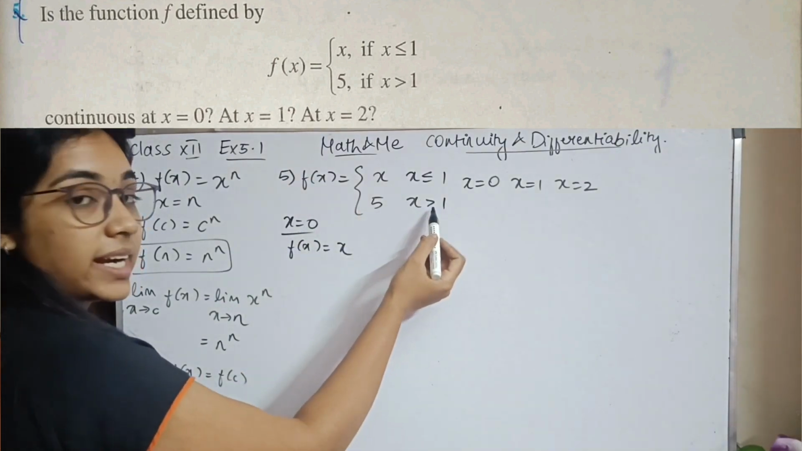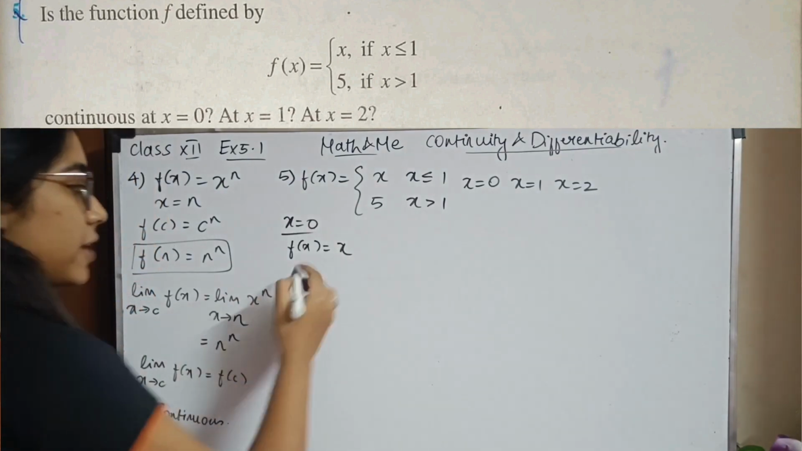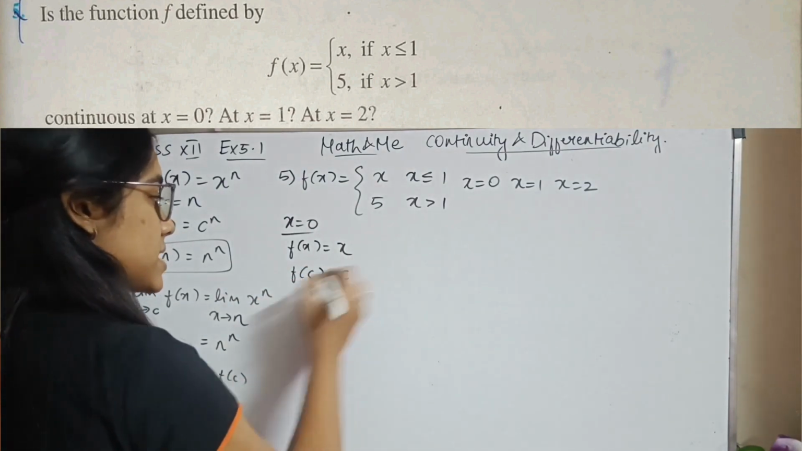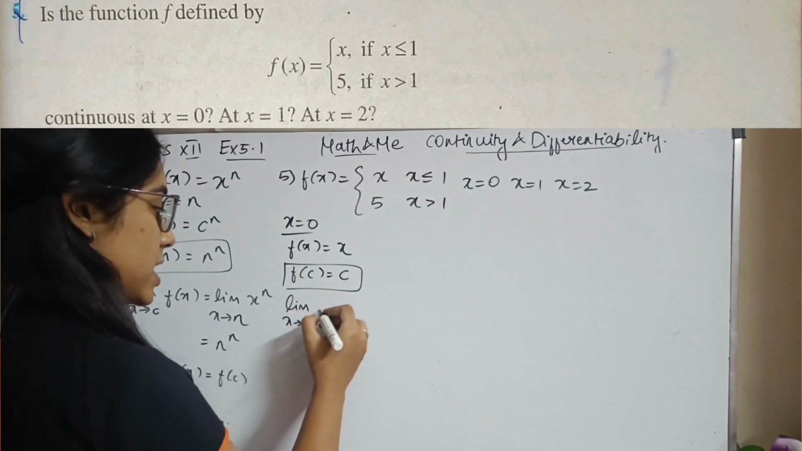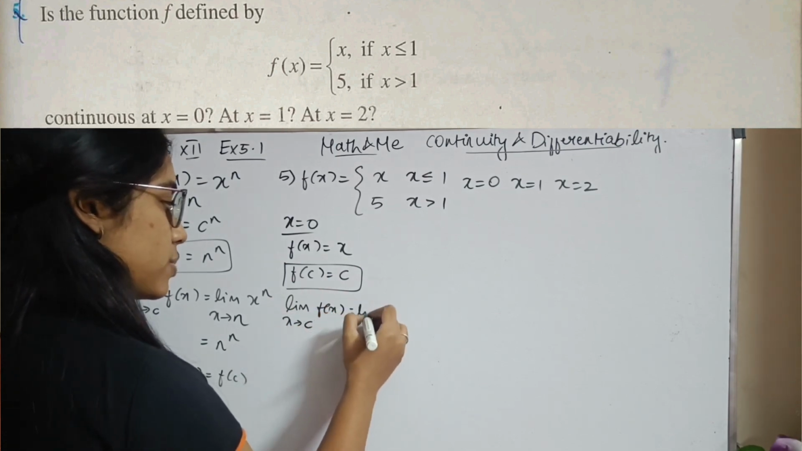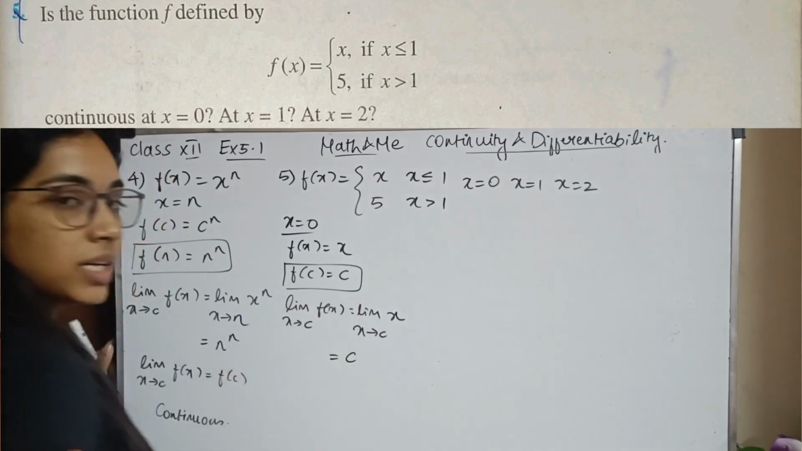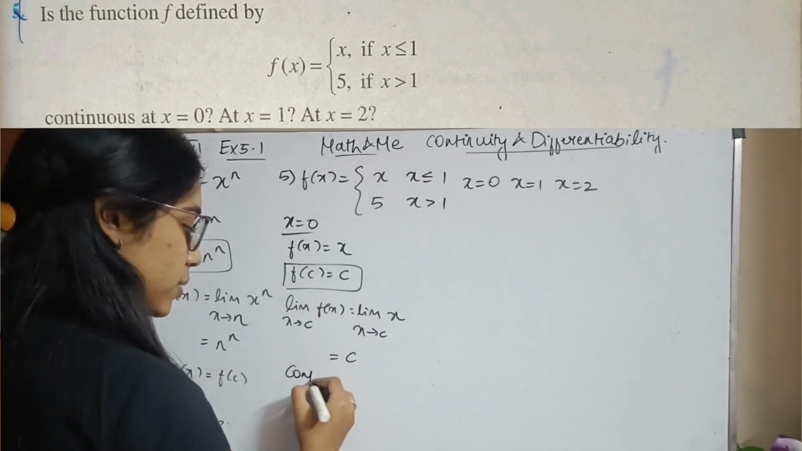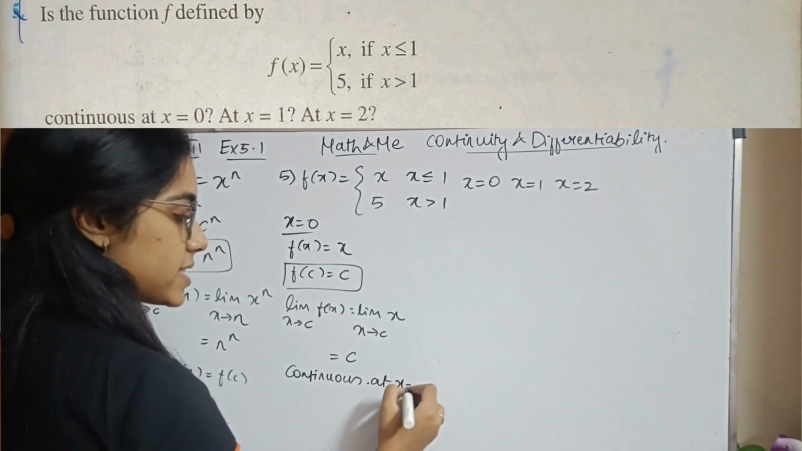இது வந்து x is greater than 1, so it is beyond 0. So this is my only condition. So I'll have f of c equals c. So இது f of c. இப்போ limit x tends to c of f of x is going to be limit x tends to c of x. இப்போ value substitute பண்ணா I'll have c. So it is continuous at 0, at x is equal to 0.